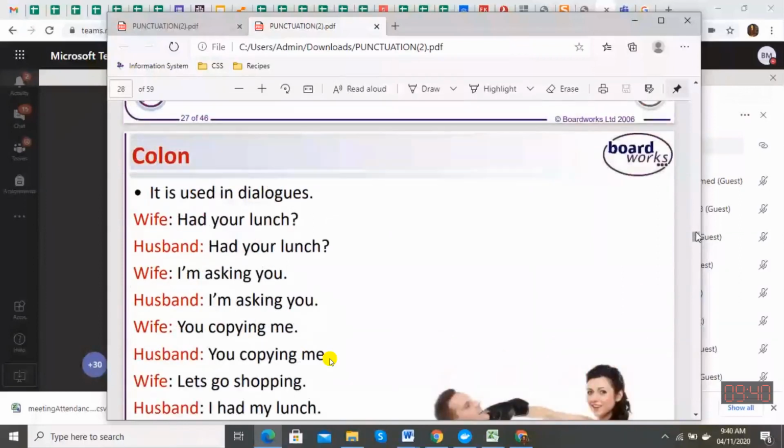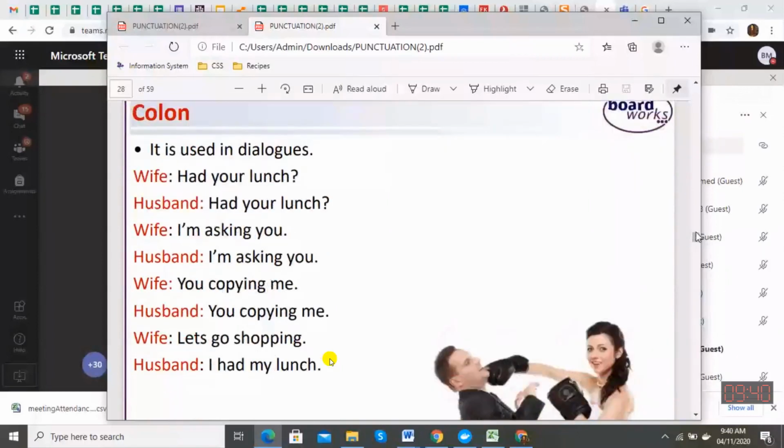Can anyone read one from the girl's side and one from the boy's side? Yes, ma'am. It is used in dialogues. Wife: had your lunch? Is there any girl who could read the husband line? Yes, ma'am. Husband: had your lunch? Wife: I am asking you. Husband: I'm asking you. Wife: you copying me. Husband: you copying me. Wife: let's go shopping. Husband: I had my lunch.